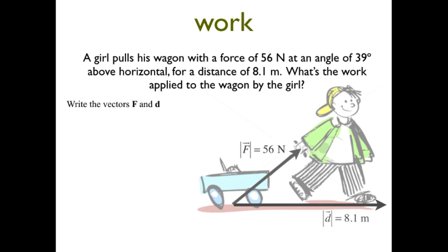D is 8.1, comma 0. Right, 8.1 comma 0 would be the vector D. You want to do the other one? F is just 56 cosine 39 for X, and then 56 sine 39. So that would be the vector F, and vector D would just be 8.1 comma 0. Right? Component form means you have your component in the x direction and your component in the y direction.